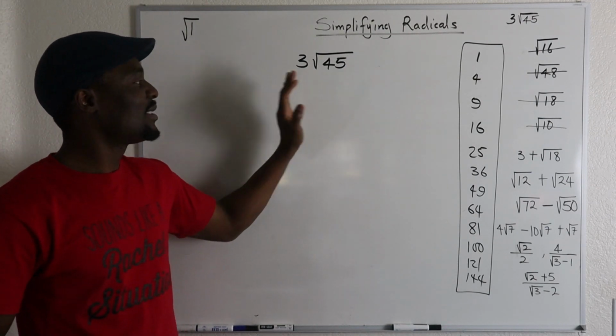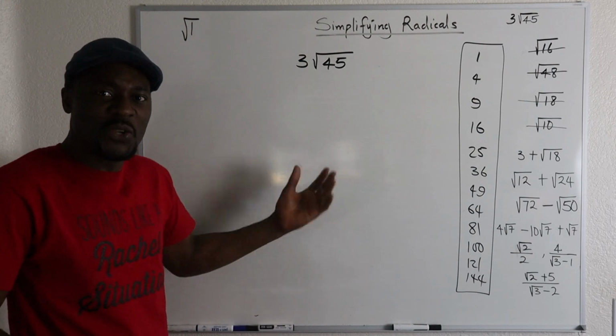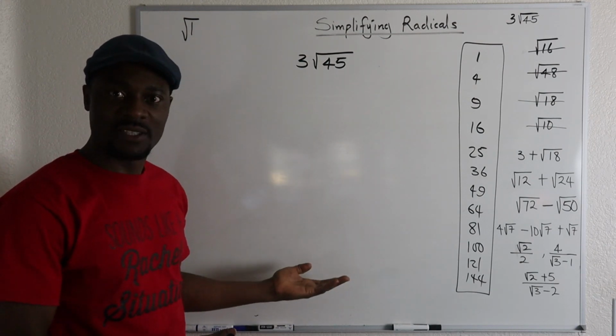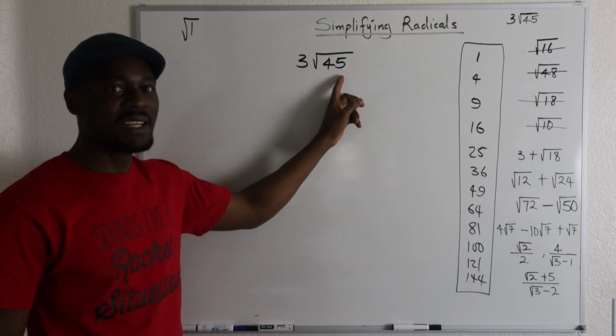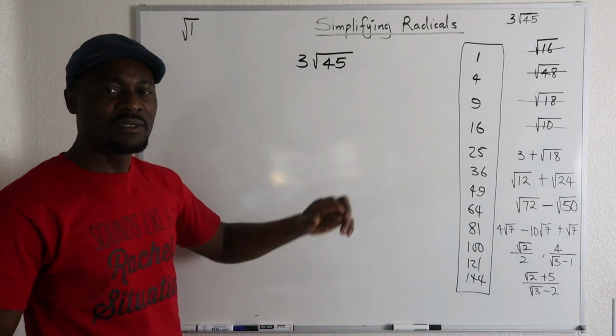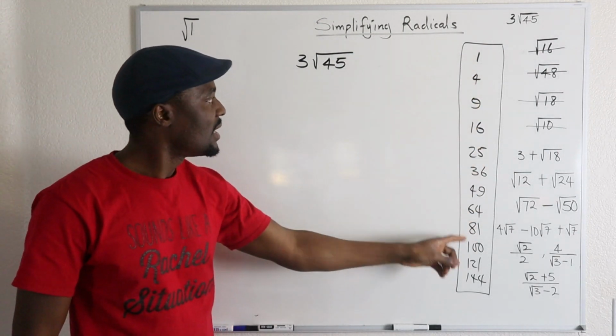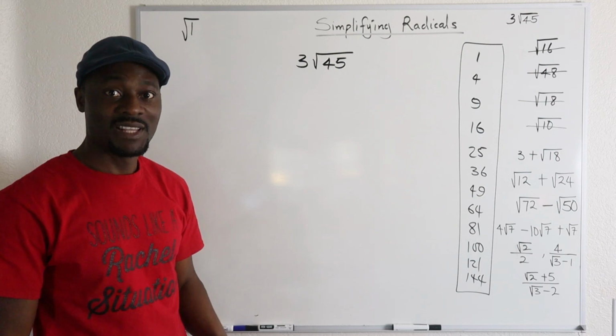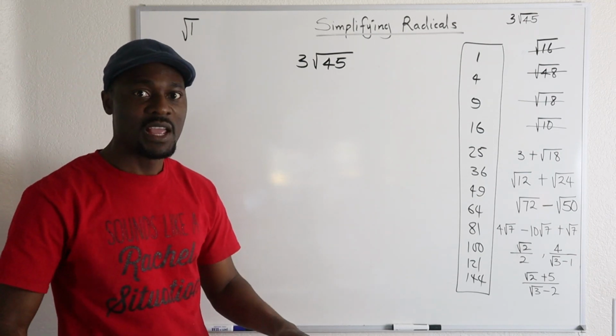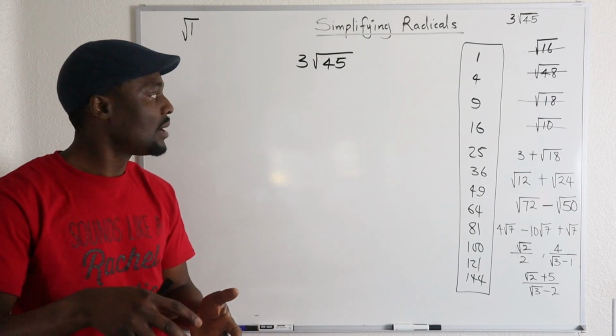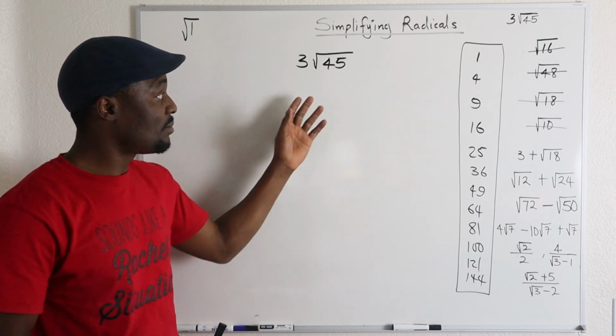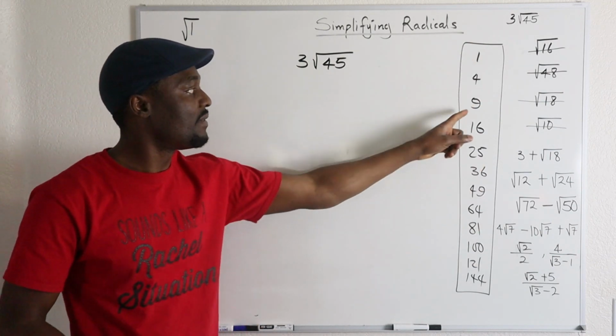So at this point, this is 3 rad 45. Well, this looks as if it's already an answer, but no, because this rad can also be simplified. Think of one of these numbers that will divide 45. That's how you solve it, the fastest way. But you want to look for the biggest number. Well, the only expression here that will divide 45 is 9.